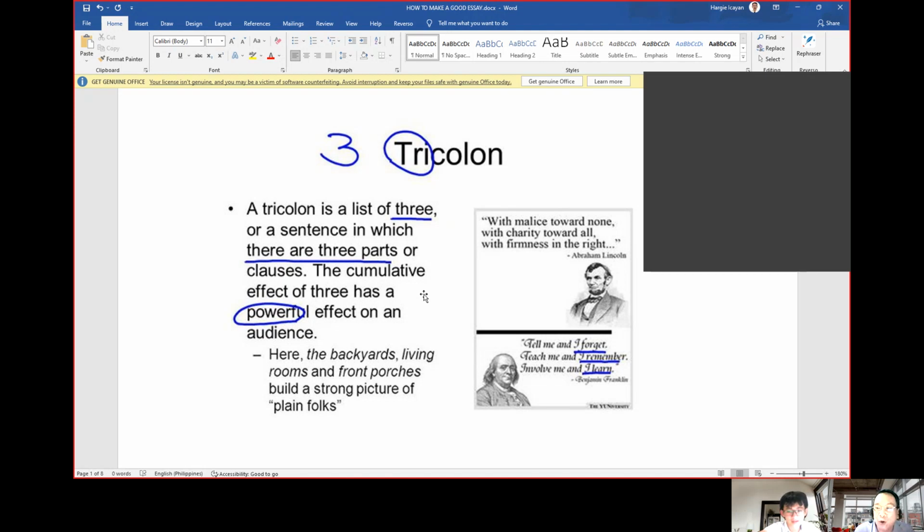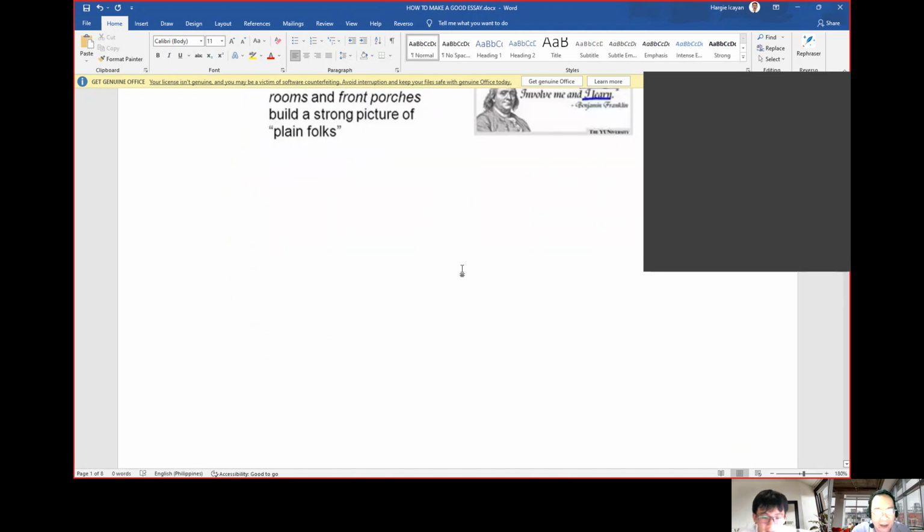Clauses can be dependent, and we also have independent. When I say dependent, it depends on the independent clause, and the independent clause doesn't depend on the dependent clause. That is what we mean. Now, in order for you to start a very perfect essay, you can use this technique, a tricolon. But this is just an example. You can use the other one. So what is the other one?